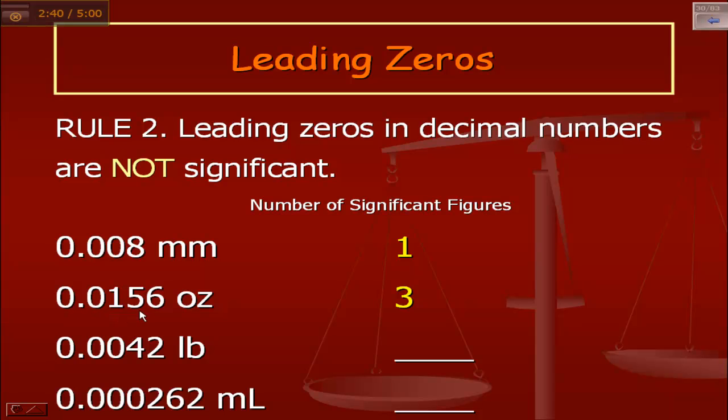In this measurement, we have 3 non-zero digits, so those are definitely going to be significant. Here, these 2 are leading zeros. In this third example, we have 3 leading zeros. None of those are significant, so we only have 2 significant figures. And in this last measurement, we have 4 leading zeros. These 3 non-zero digits are all going to be significant, so we have 3 significant figures.